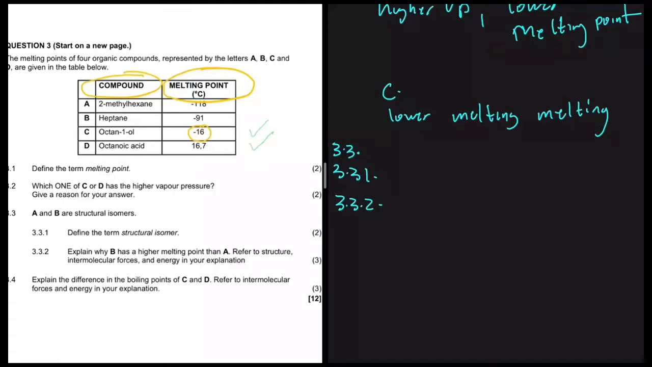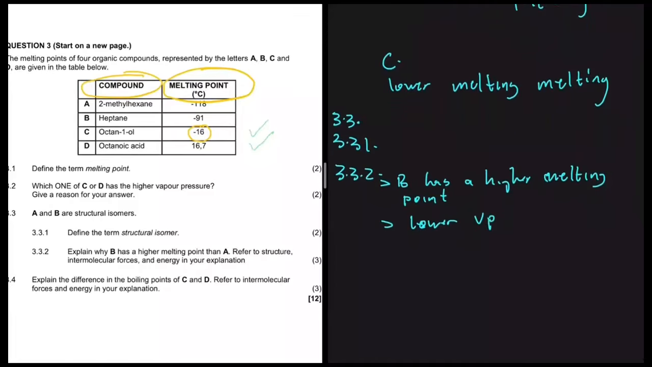So we are already told that B has a higher melting point. If B has a higher melting point, we will know consequently that it has a lower vapor pressure, right? Because the higher the vapor pressure, the lower the melting point. So here we have higher melting point, so we need lower vapor pressure. But why does it have lower vapor pressure but A doesn't have? So the difference between A and B is that B is less branched, right? As we are proposing, B is a straight alkane while A is a branched alkane.